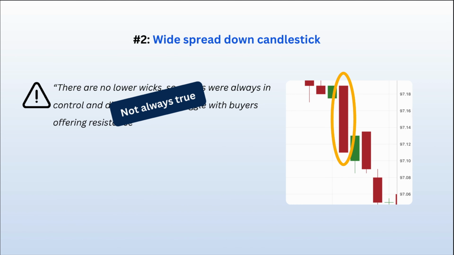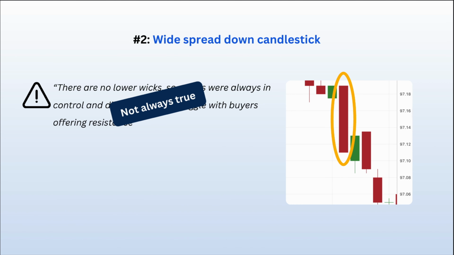Either way, we can say that during the move, the seller stepped in a lot. Not a little bit, but a lot, because it's a wide spread down candlestick. We know that yes, the buyers might have stepped in, undoing some of the seller's work temporarily, and this would have created a temporary lower wick.